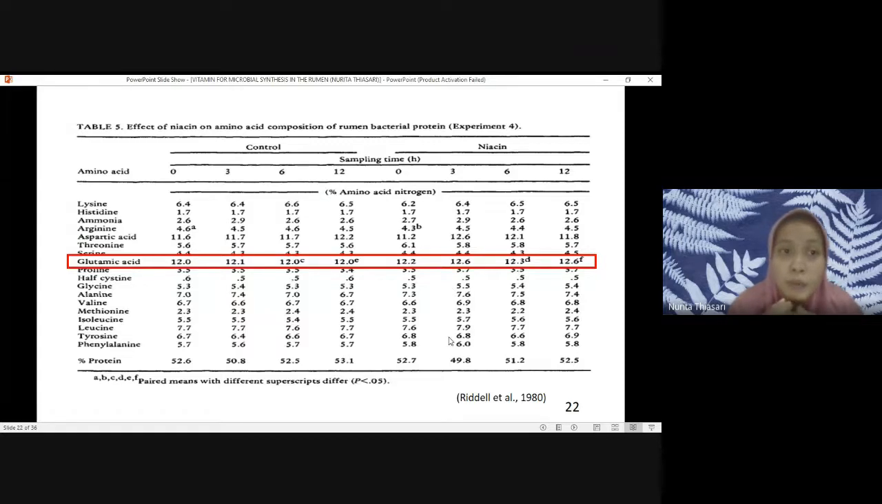And then I move to another kind of vitamin B. In here, I would like to explain the effect of niacin on the amino acid composition of rumen bacteria protein. The result of the experiment shows that the glutamic acid of the rumen bacteria increases with the increasing of niacin.